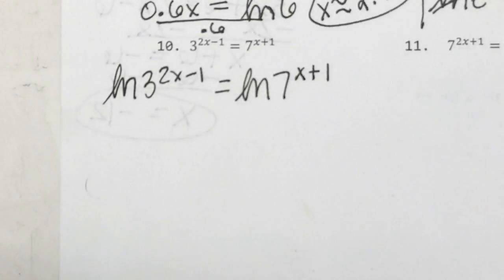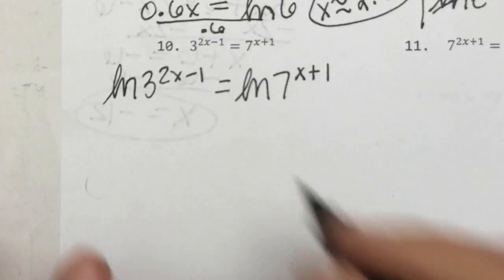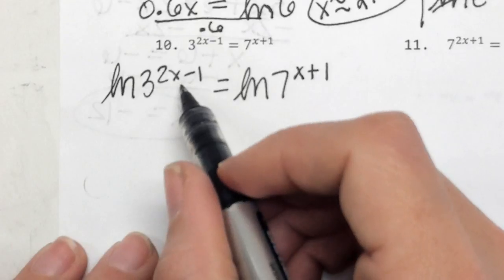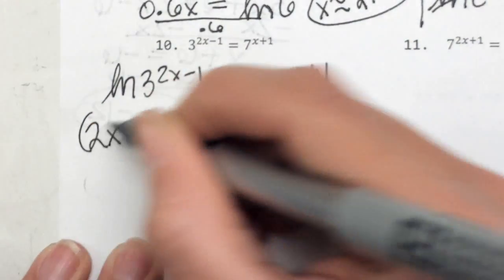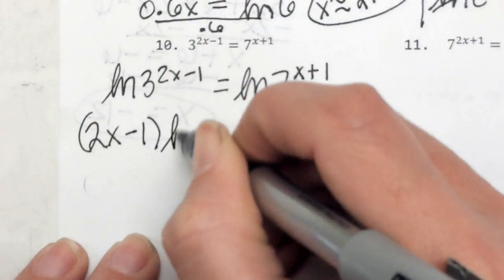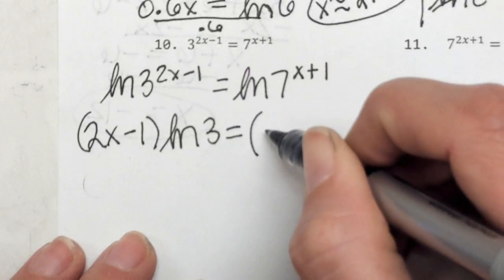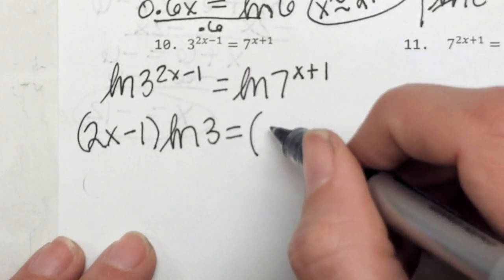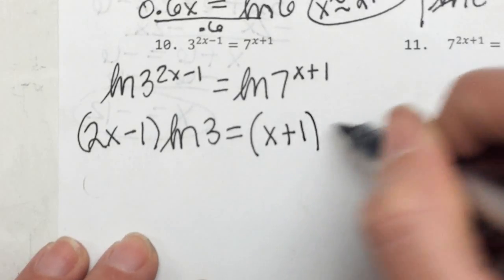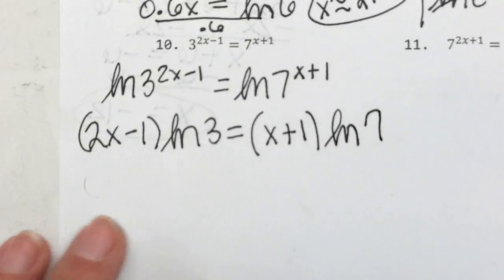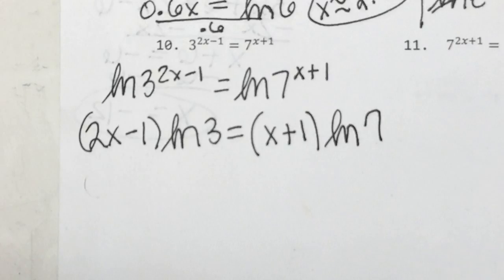Can't we rewrite these? Yep, we can rewrite these using the power property, right? So I can take this and put it where? Out front. So 2x, I'm going to put it in parentheses, minus 1, ln of what? Just 3 equals? Good. ln of 7. So just use the power property to move them out front.